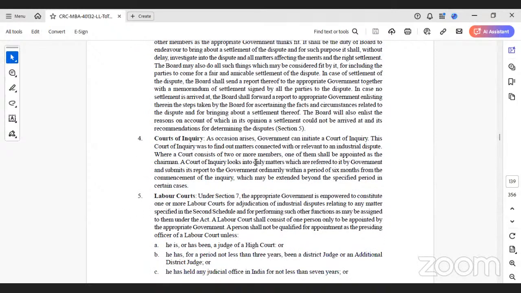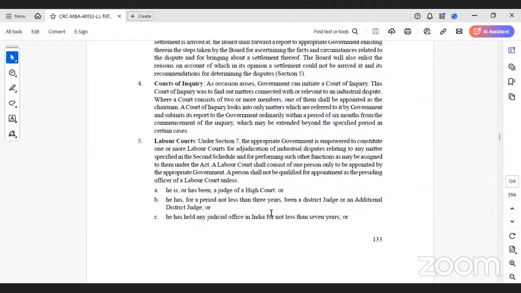Then we also have labor courts under Section 7. The appropriate government is empowered to constitute one or more labor courts for the adjudication of industrial disputes. Generally, whenever the courts are involved, we call it adjudication. One person shall be appointed by the appropriate government.